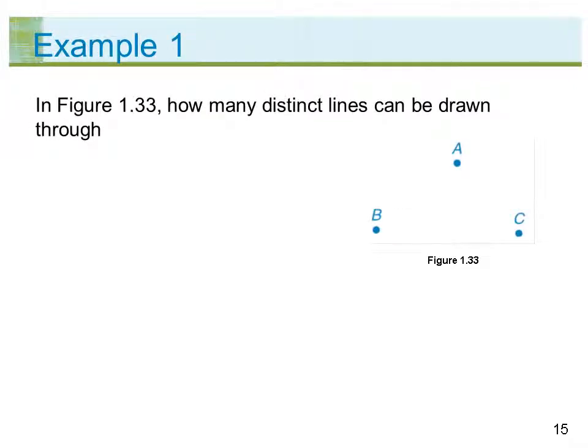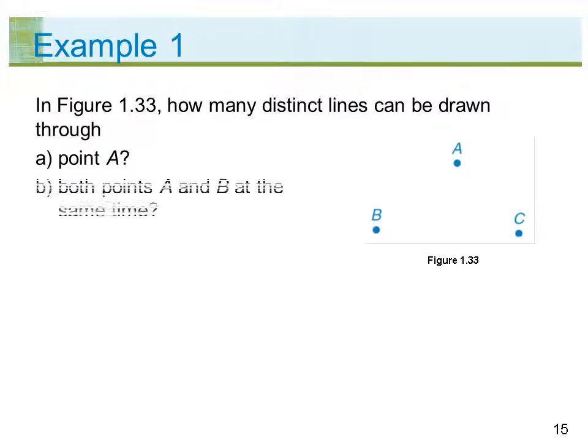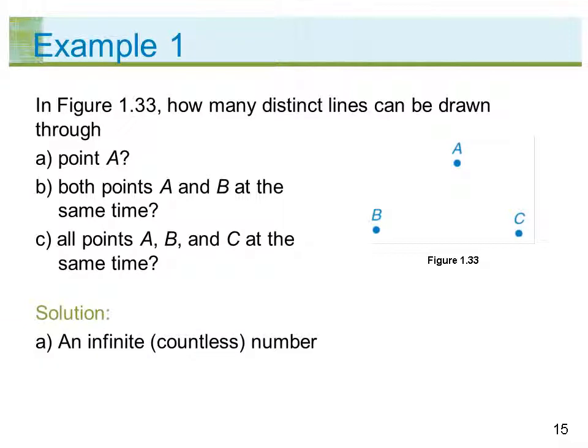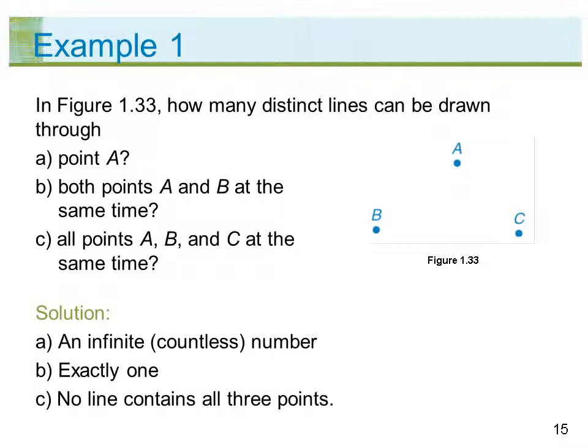In Figure 1.33, how many distinct lines can be drawn through A, point A; B, both points A and B at the same time; C, all points A, B, and C at the same time? Solution. A, an infinite or countless number. B, exactly 1. C, no line contains all 3 points.